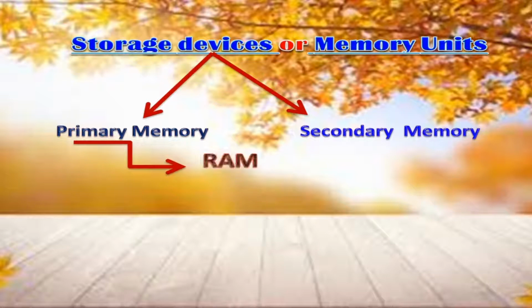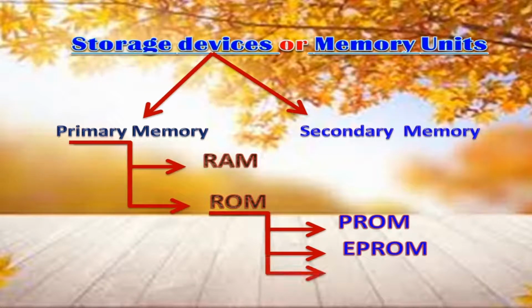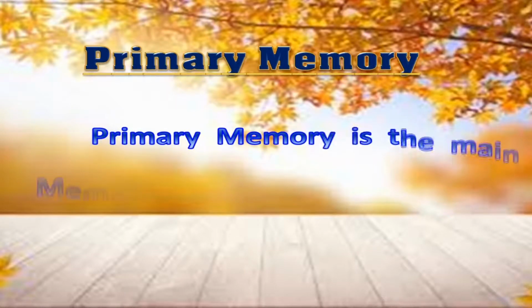There are three types of ROM. PROM, programmable read-only memory. EPROM, erasable programmable read-only memory. EEPROM, electrically erasable programmable read-only memory. These are the three types of ROM.